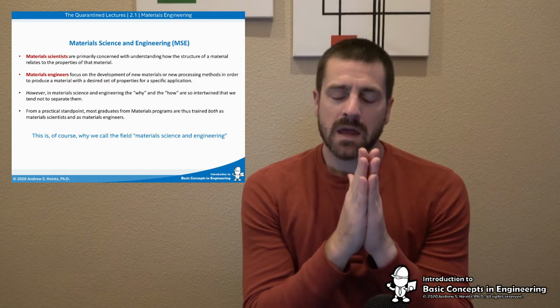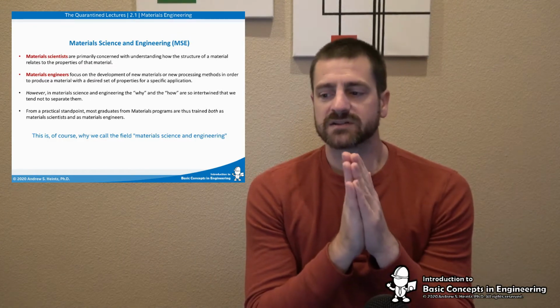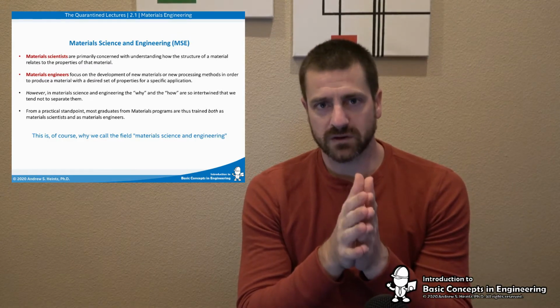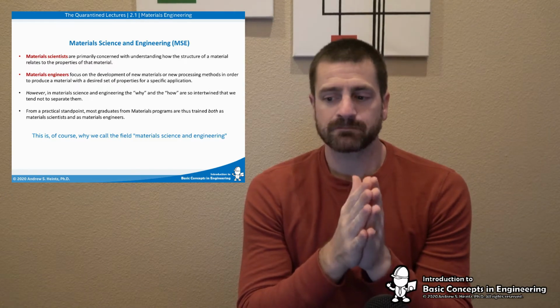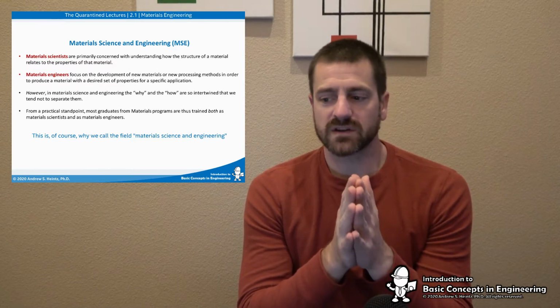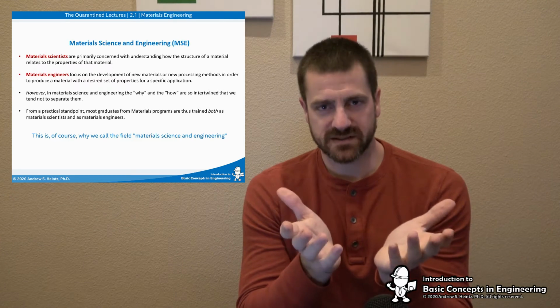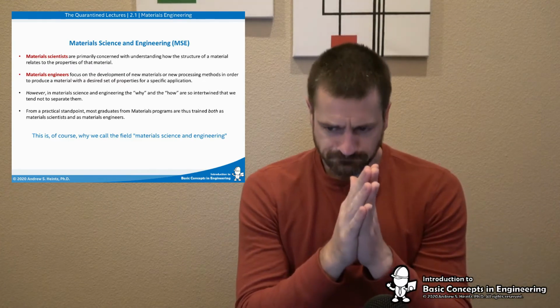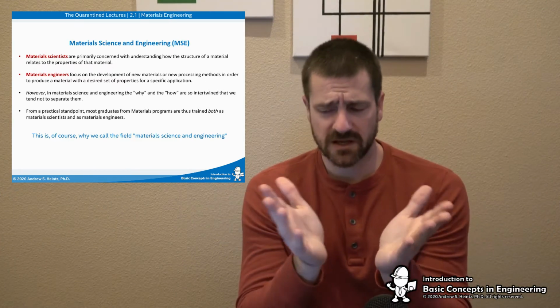So material science and engineering is what we call this field. So material scientists are primarily concerned with understanding the structure of a material and how that relates to the properties. And materials engineers focus on the development of new materials or new processing methods on how we make these materials or the use in a specific application.